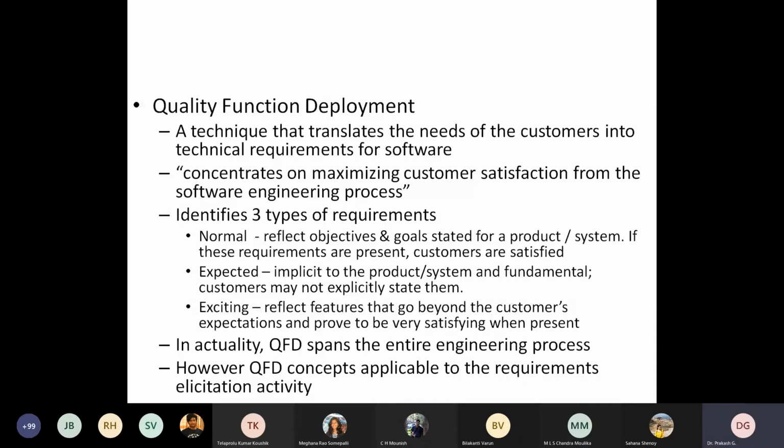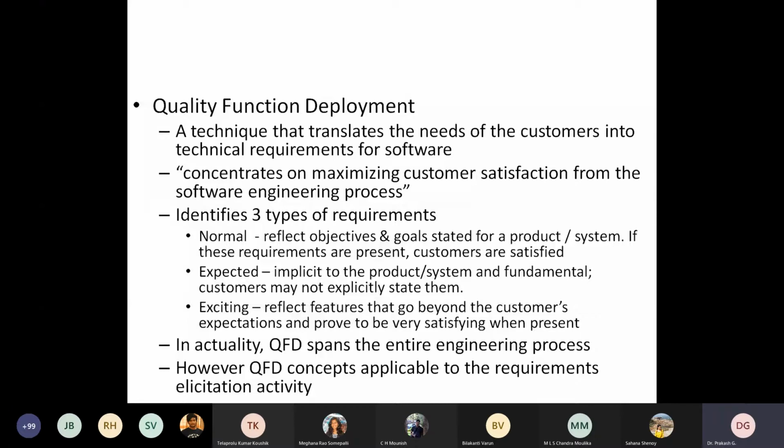So beyond the customer's expectation, if a software team can provide some additional requirements, the customer may be surprised. Oh, this requirement I didn't expect, I didn't give at all, but you had provided this facility to us. Oh, I'm happy. Okay, so these are exciting requirements.